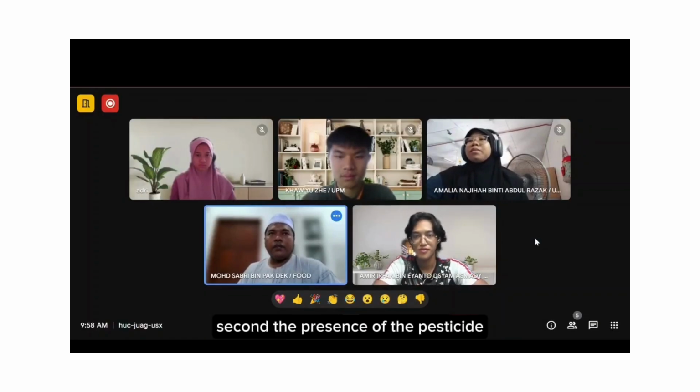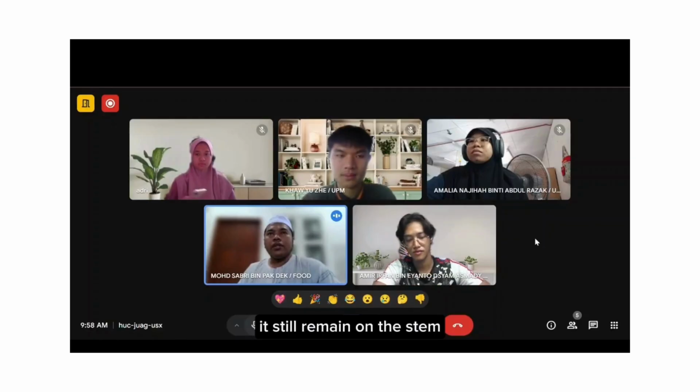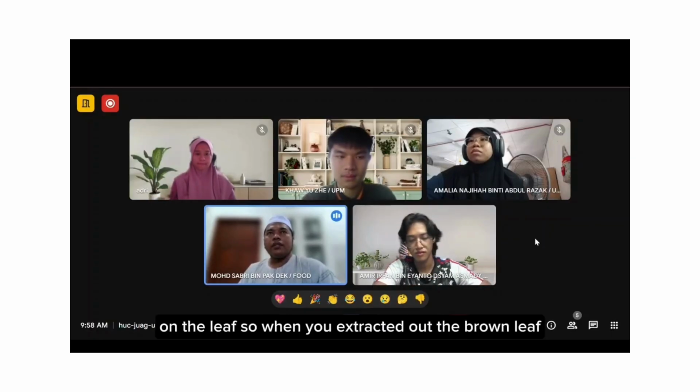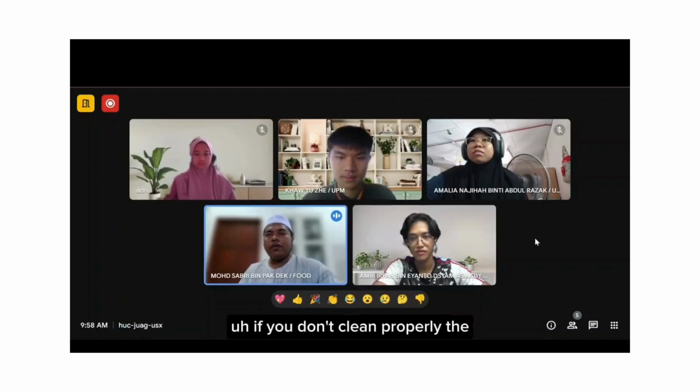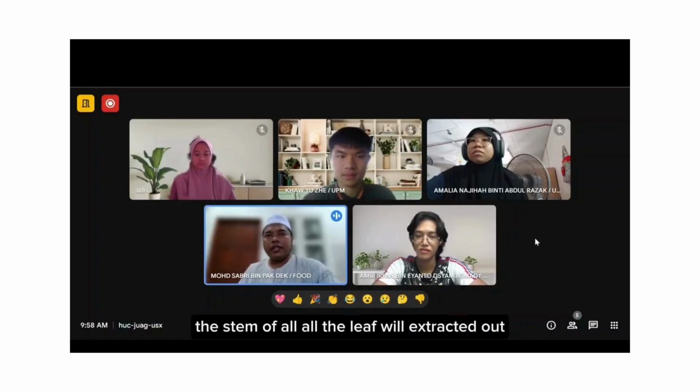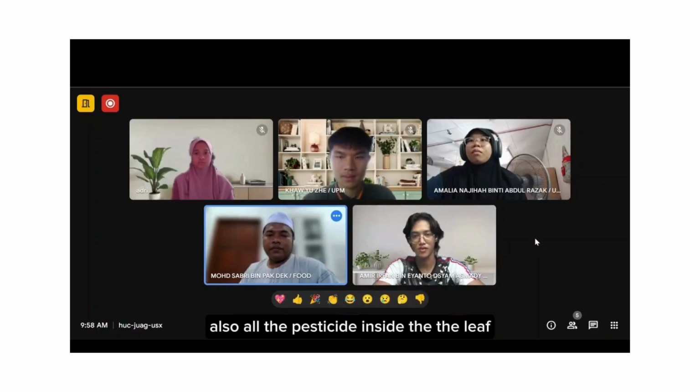Second, the presence of the pesticide. Maybe when the farmers use pesticide, it still remains on the stem, on the leaf. So when you extract out the bromelain, if you don't clean properly the stem or the leaf, you will extract out also all the pesticide inside the leaf.